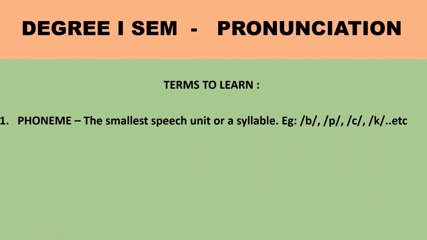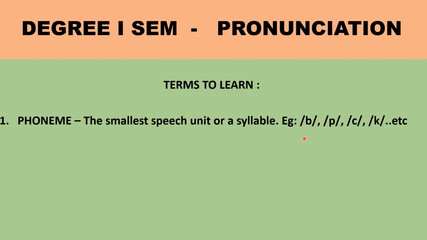Before we move on to pronunciation, I would like you to get familiarized with some of the terms. The first one is phoneme. Phoneme is the smallest speech unit or a syllable. This is the smallest speech unit. We read it as B, but when you put it in between these slashes, it becomes the phonetic sound. So the sound is B. So the phoneme is B. And then the next sounds are P, S, K, etc. So these are the smallest. You cannot break them further. You cannot make smaller units over there.